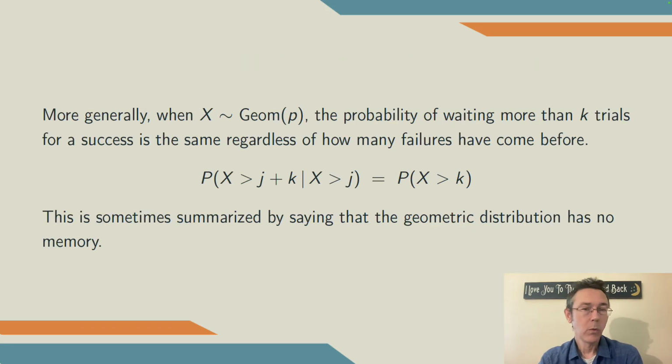More generally, when x has a geometric distribution, the probability of waiting more than k trials for a success is the same regardless of how many failures have come before. A bit more mathematically, the probability that x is greater than j plus k, given that x is greater than j, is the same as the probability that x is greater than k. Here, j is the number of failures that have come before in the statement above. This is sometimes summarized by saying that the geometric distribution has no memory.